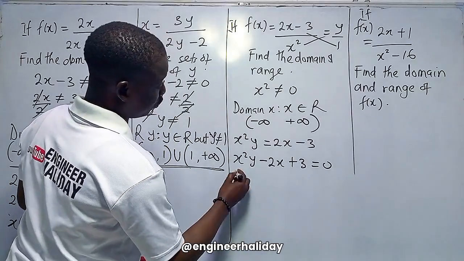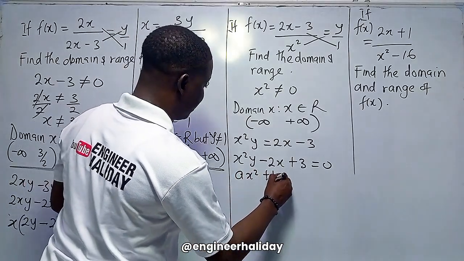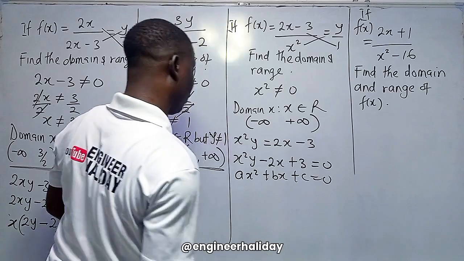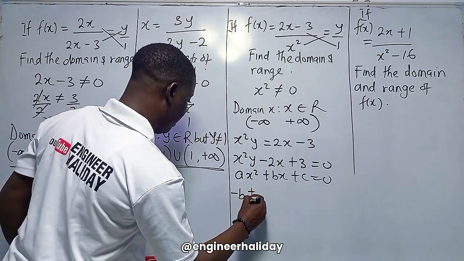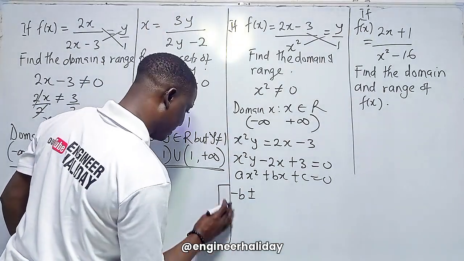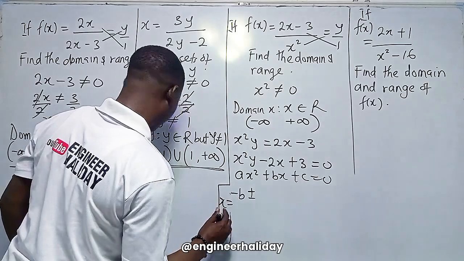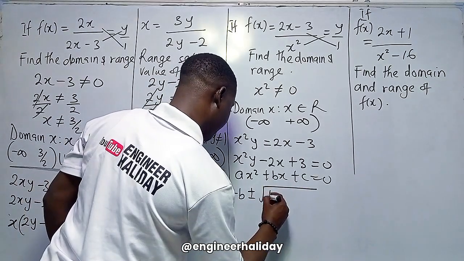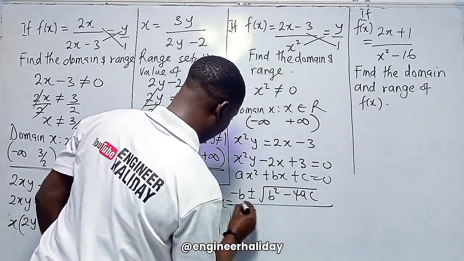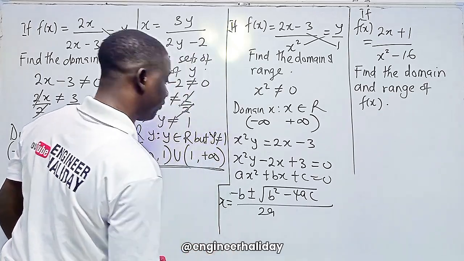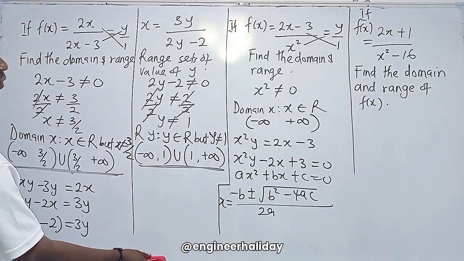Now this is looking like a quadratic equation, ax squared plus bx plus c equals 0. So x equals minus b plus or minus the square root of b squared minus 4ac, all over 2a. Now if you use this formula, you are going to have your answer.